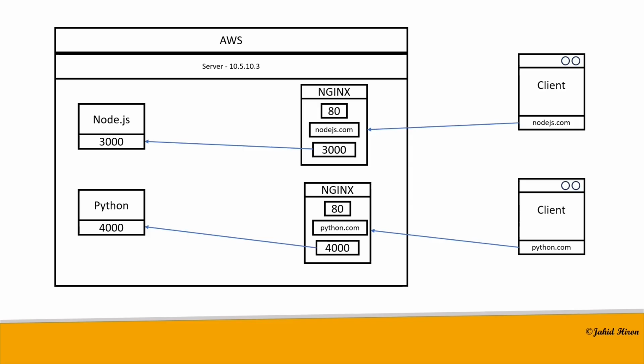Now if a client sends a request to nodejs.com, the request will first reach Nginx, which will forward it to the Node.js project. Node.js will process the request and Nginx will send the response back to the client. Similarly, if a client sends a request to python.com, the request will first reach Nginx, which will forward it to the Python project. Python will process the request and Nginx will return the response to the client. And that's the overall flow of the server request-response lifecycle.